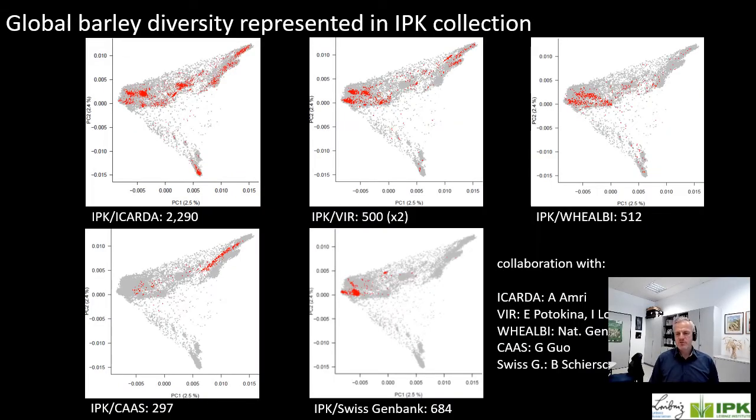The genotype information is also very useful to make comparisons between collections and ask the question, is IPK already a comprehensive global collection, or are there gaps in our diversity space? Here we collaborated with five other Genebanks: ICARDA, the Vavilov Institute, a European project called WheatBarley, the Chinese Academy of Agricultural Sciences in China, and the Swiss Genebank. The red dots indicate accessions coming from these collections, and they overlap pretty much with the diversity space we have also captured in our Genebank for the respective geographic origin material. So this genotype information is very instrumental to estimate the overlap and the uniqueness of a Genebank.